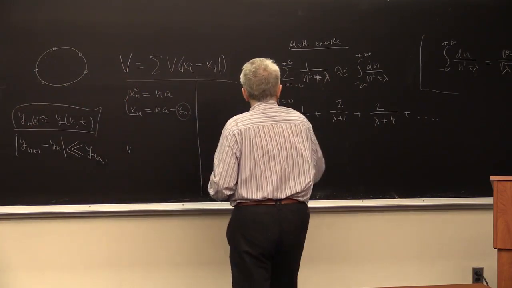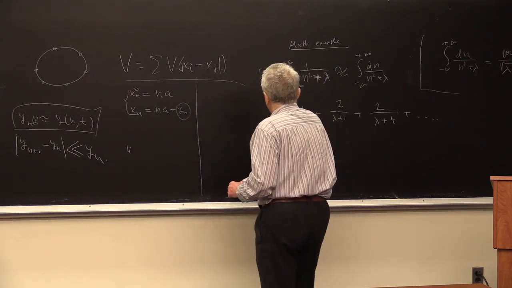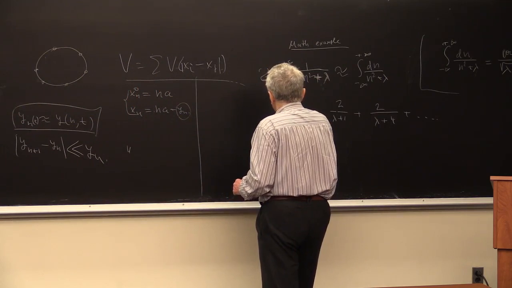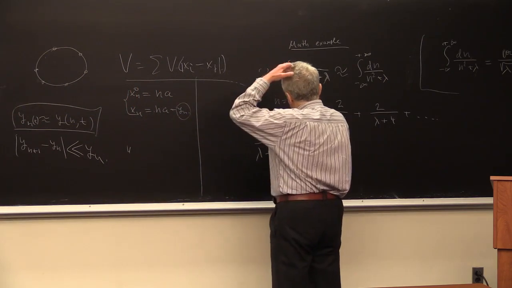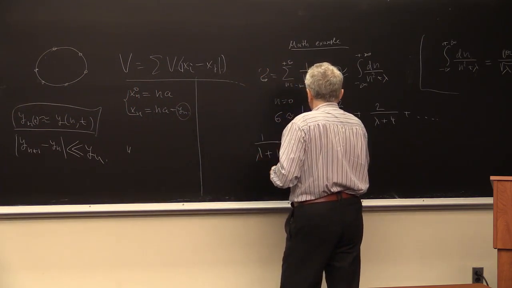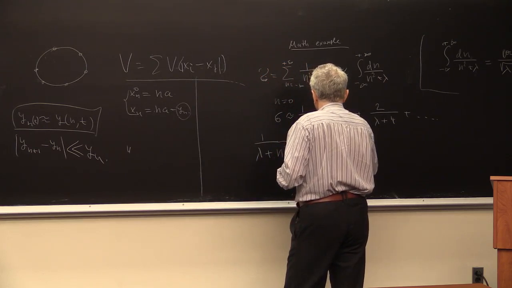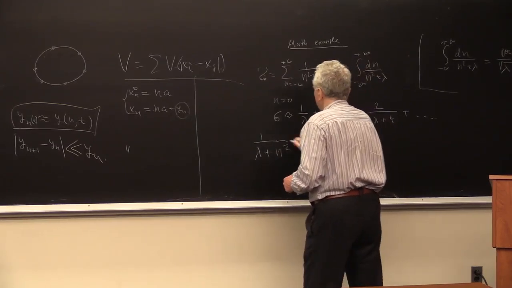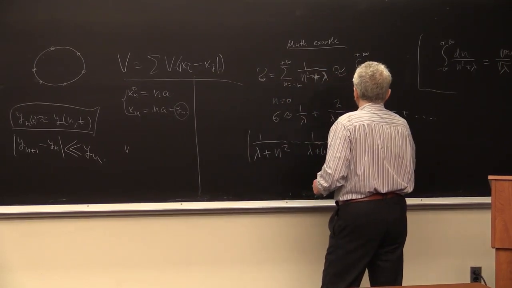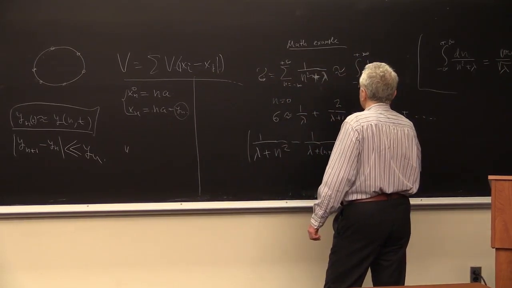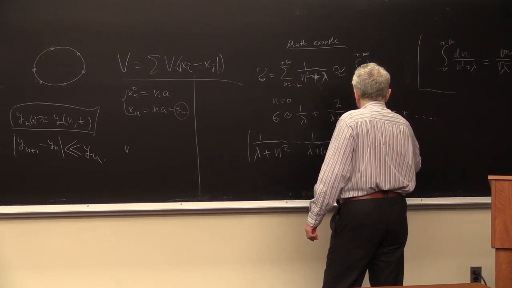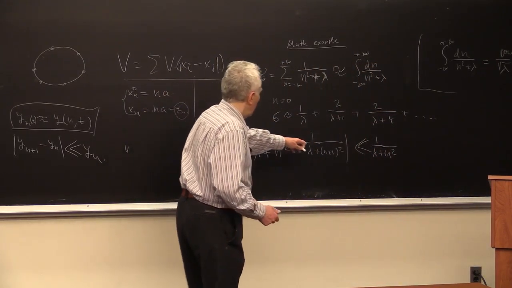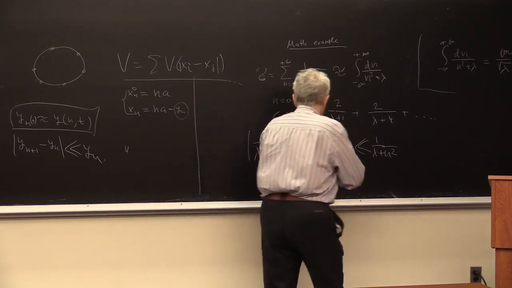So let's look at this sum. We have lambda plus n squared, and it should be much smaller than the sum itself, which is indeed the case.